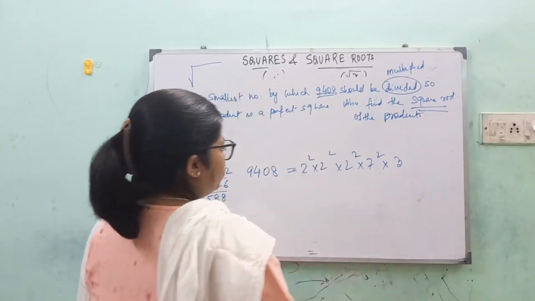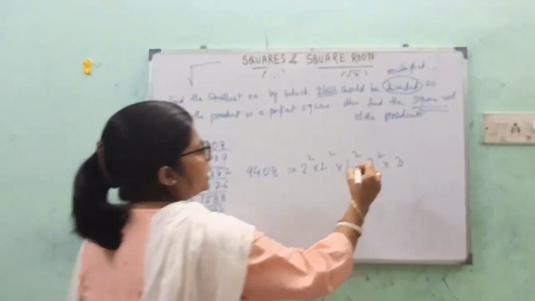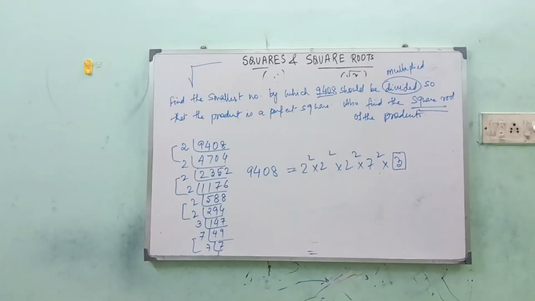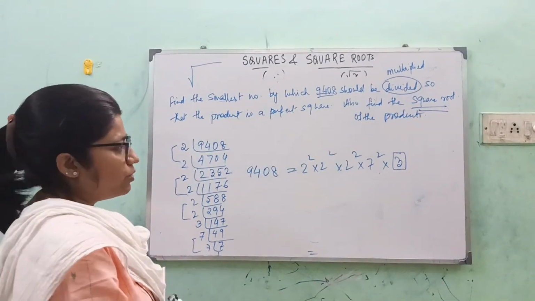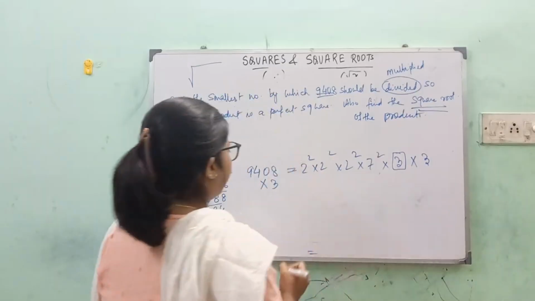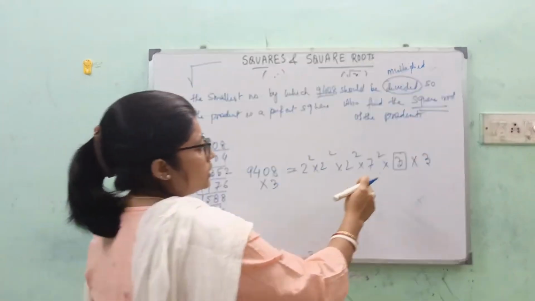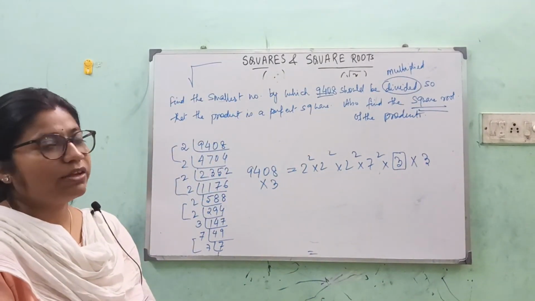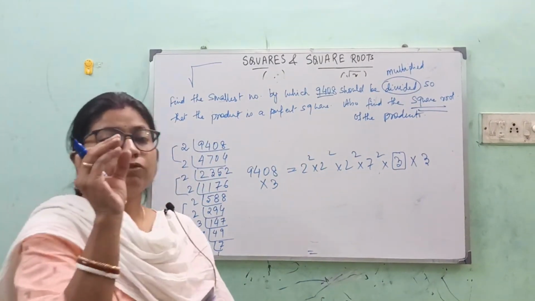9408 was expressed in the form of 2 square, 2 square, 2 square, 7 square into 3. Now we can see that 3 is left unpaired. So you have to multiply it with some number to make it a perfect square. So if I multiply it with 3, then this side also has to be multiplied with 3. So now you see 3 has a pair. Initially 3 was unpaired.